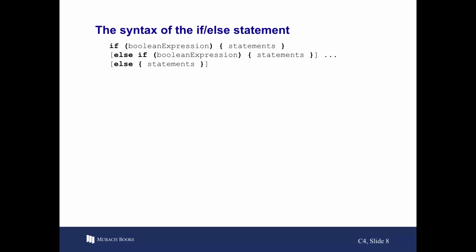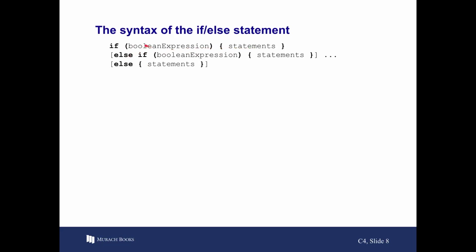We use Boolean expressions to create if statements and while loops so that we can control the flow of our program. So here's the syntax of an if-else statement. We put a Boolean expression in parentheses. Then we create a block using statements. This is what we call the then block. So if this expression is true, then the then block will execute.